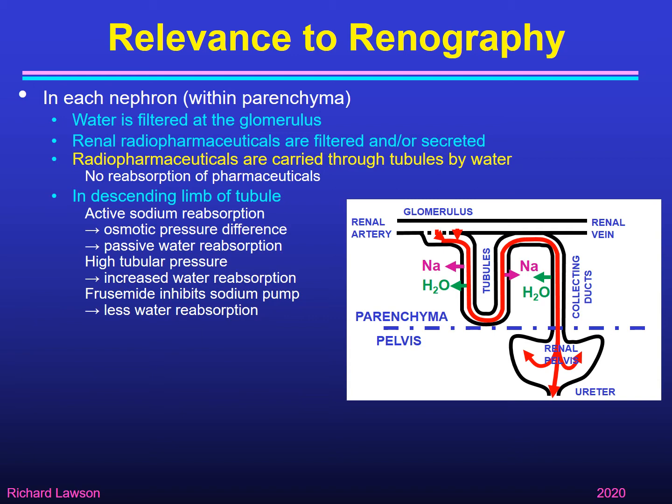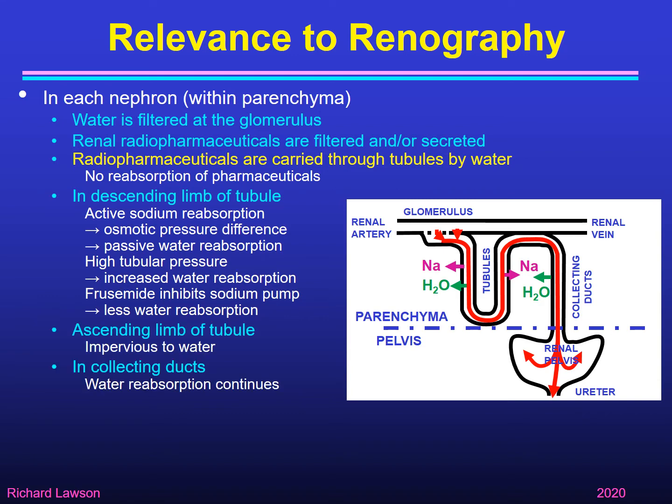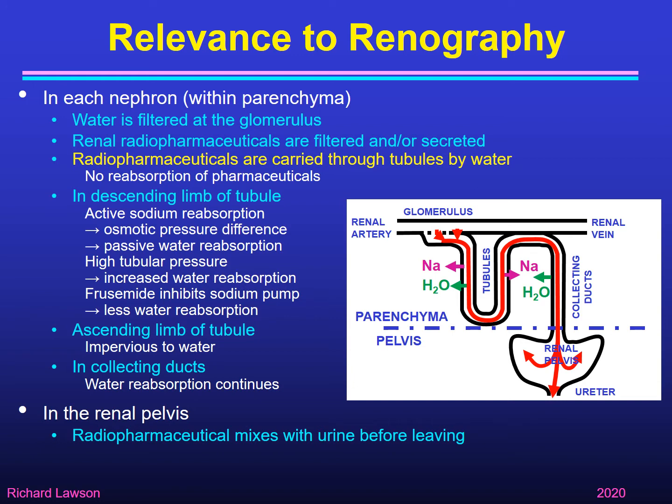It gets less water reabsorption, and so we get a more dilute urine. Now the ascending limb of the tubule is impervious to water, as I said, but we still get sodium being pumped out there, and in the collecting ducts, water reabsorption continues. But when we get to the renal pelvis, the radiopharmaceutical just mixes with urine there before leaving, so that's a rather different effect which we'll have to consider.